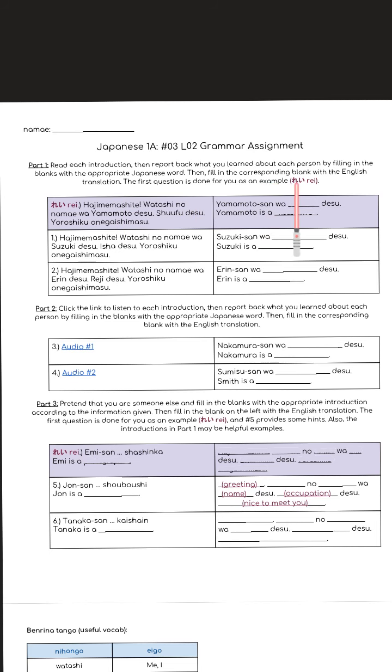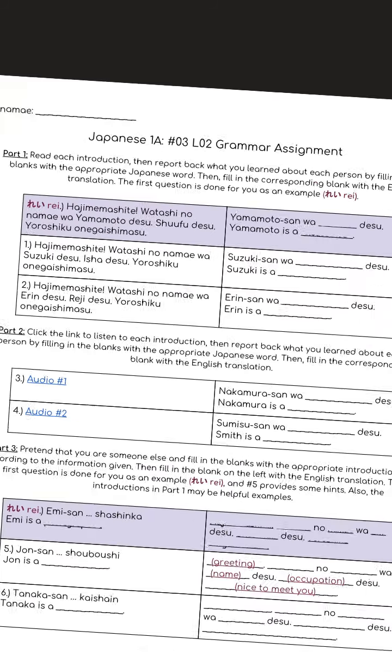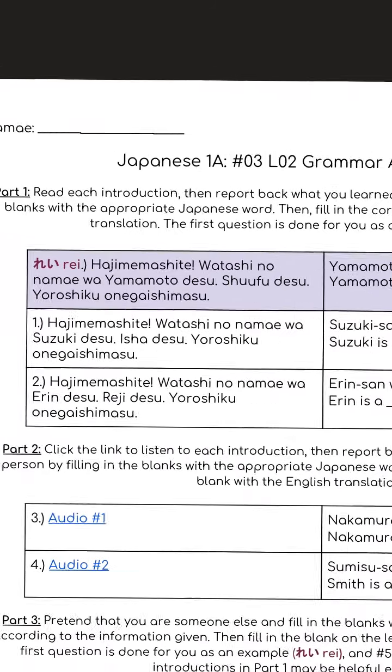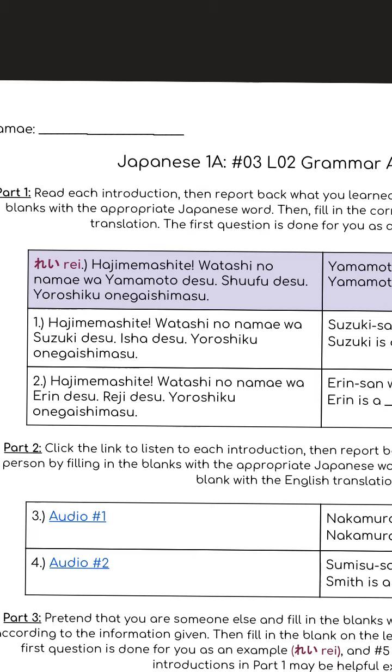So that's our rei. So let's look at our rei, our example. So this is someone's introduction. So we're going to read the introduction, and then we're going to write in Japanese what we learned about the person, and write the English translation. All right, hajimemashou. Let's zoom in here. So, let's start by reading his introduction.